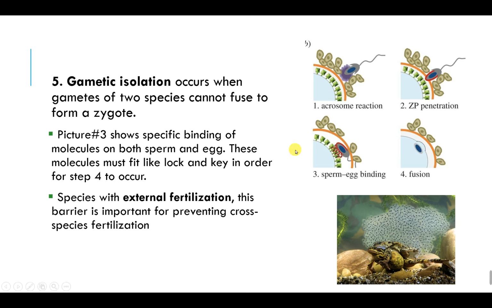This kind of mechanism is so important, especially for species with external fertilization. This barrier is important to prevent cross-species fertilization. For example, for frogs, during the breeding season, all of the species come to the river or certain places that have a lot of water, and they release sperm and eggs into the same area. So if you don't have this kind of mechanism, this kind of barrier, all of the species will be mixed.